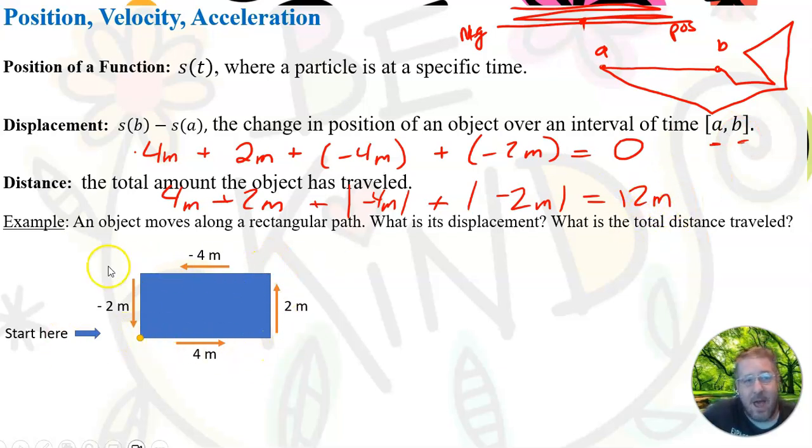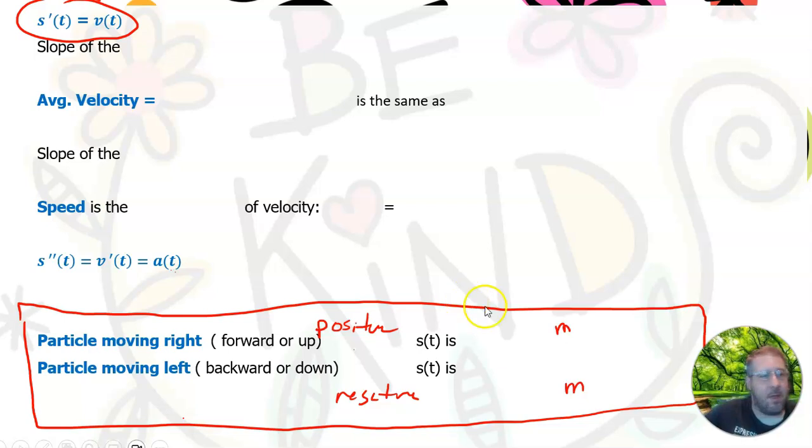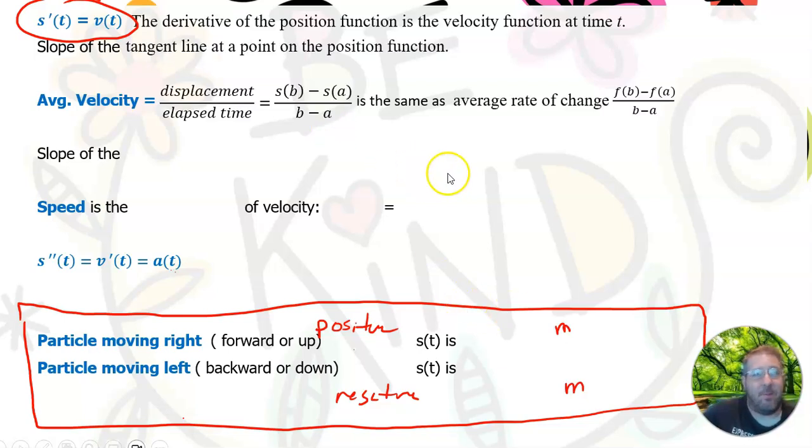Now, if you did that exact same movement and you were asked what is the displacement, well, you ended in the exact same place that you started. So therefore, you have done a total displacement of 0. All right, so that hopefully makes that a little bit easier to understand.